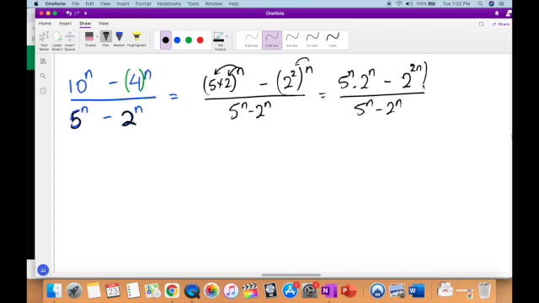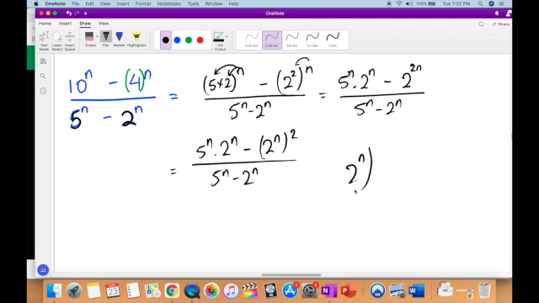So I'm going to manipulate this guy. That guy over there, I'm going to manipulate it. So I'll say, well, okay, 5 to the n times 2 to the n, and this is all over 5 to the n minus 2 to the n. This is going to be minus 2 to the n squared. Right? You notice what I did there, right?